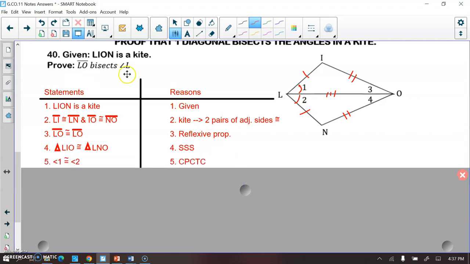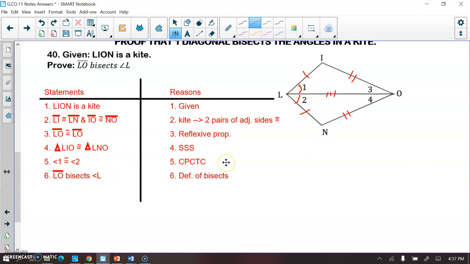That does not prove that LO bisects angle L. We would then need to say LO bisects angle L, because that's the definition of bisects. Since these two angles are congruent, then we can say that LO bisects that angle. All right, that's the last proof in this video.